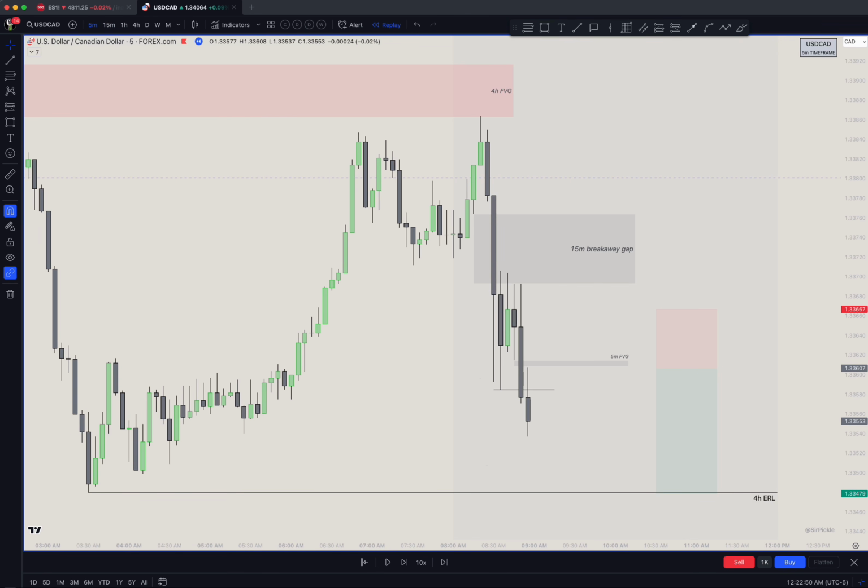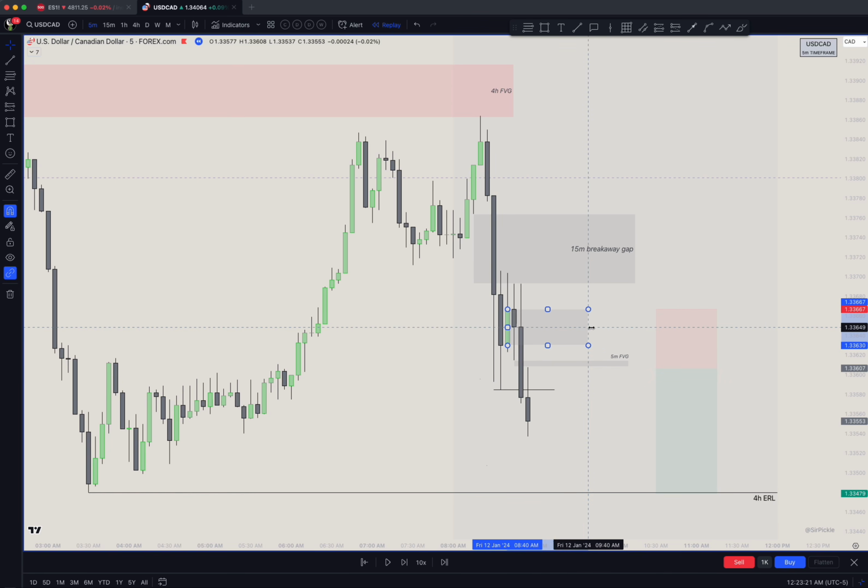Now, on this 5-minute, what do we see? Well, we see the formation of this 5-minute fair value gap right here. We also have this 5-minute order block right here. Okay. So keeping in mind that the expectation is for this not to get filled, we don't need to retrace all the way back here before coming down into this 4-hour external range liquidity. It is within that idea that I wanted to take a trade off of this 5-minute PD array, off of this 5-minute fair value gap.